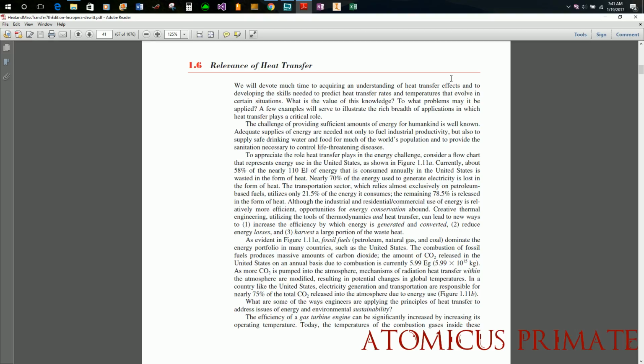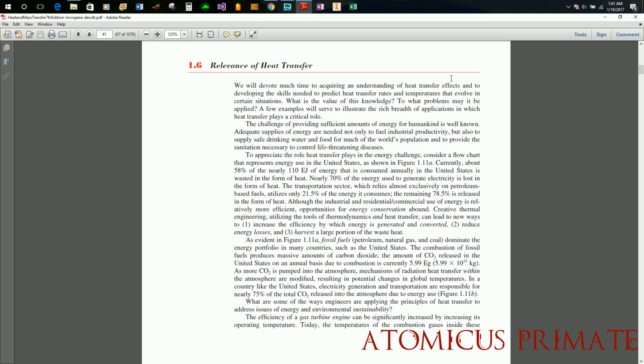The challenge of providing sufficient amounts of energy for humankind is well known. Adequate supplies of energy are needed not only to fuel industrial productivity, but also to supply safe drinking water and food for much of the world's population, and to provide the sanitation necessary to control life-threatening diseases. To appreciate the role heat transfer plays in the energy challenge, consider a flow chart that represents the energy use in the United States, as shown in Figure 1.11a.